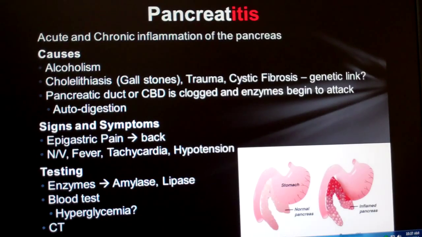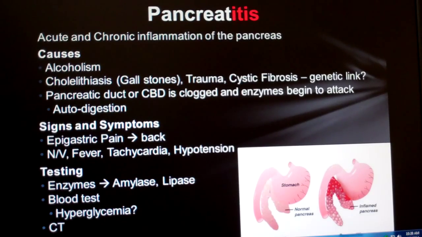Cystic fibrosis is a genetic disease and is directly related to pancreatitis, but we'll cover it in much more detail later on in the course. All of the above conditions can cause the common bile duct to become clogged, and the enzymes in the pancreas can literally eat itself, called autodigestion. If you remember from earlier material, the pancreas is one of the organs that causes a referred pain to the back along with the expected epigastric pain.